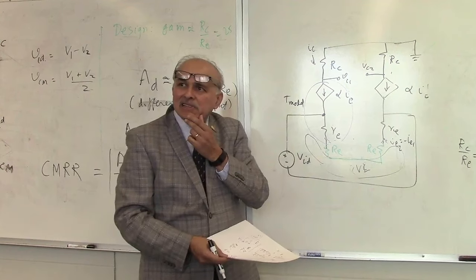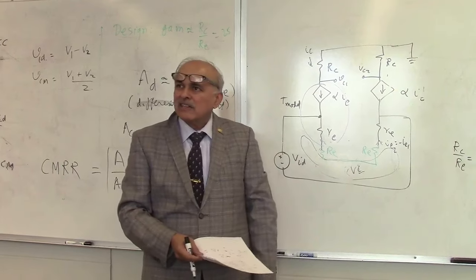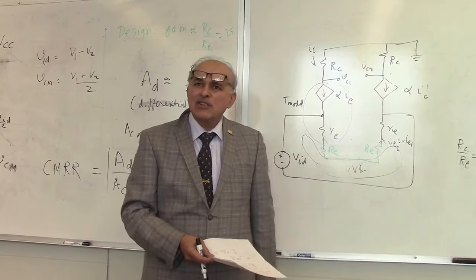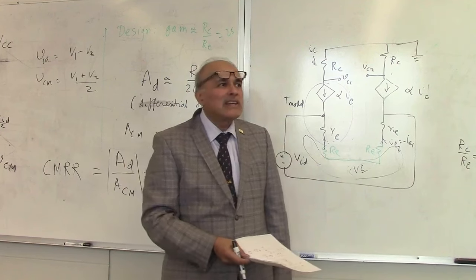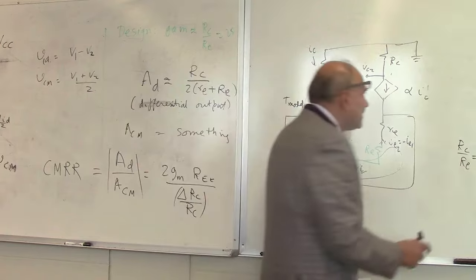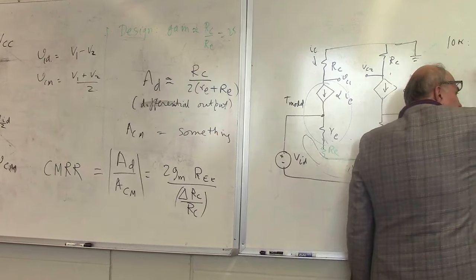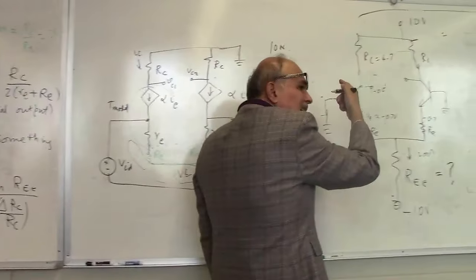Worst possible means that the difference between them should be the largest. And you took two 10K resistors out of the box. When will the difference between them be the largest? Remember, each 10K resistor can vary from what to what? There's a 5% error. How much is 5% of 10K?